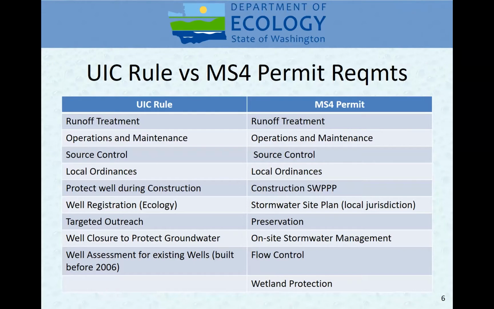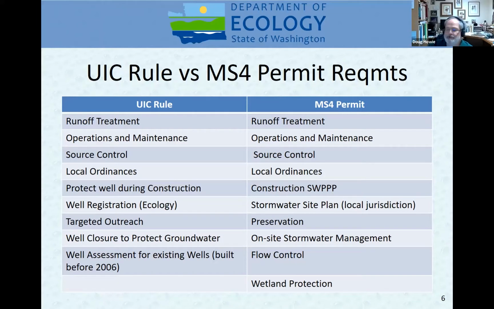So here's a comparison between the things that are in the UIC rule and the MS4 permits. So runoff treatment, we have that in both of them. Operation and maintenance, source control, local ordinances, the construction SWPPP in the MS4 permit, and the UIC rule requires that they protect the well during construction and deal with runoff from that site and keep it off of the grounds off site from where you're building that well.